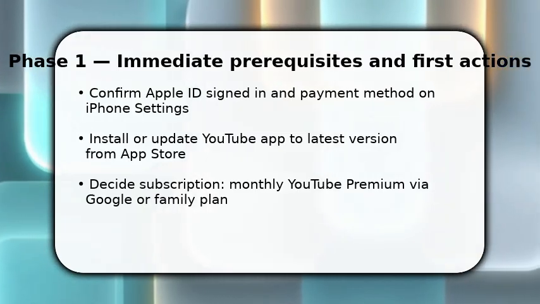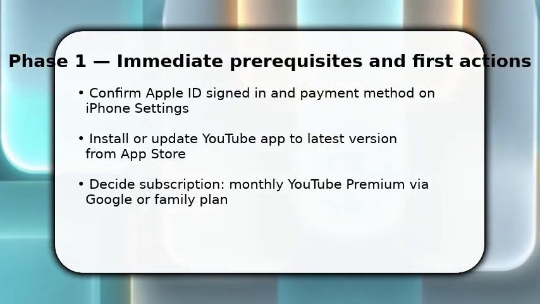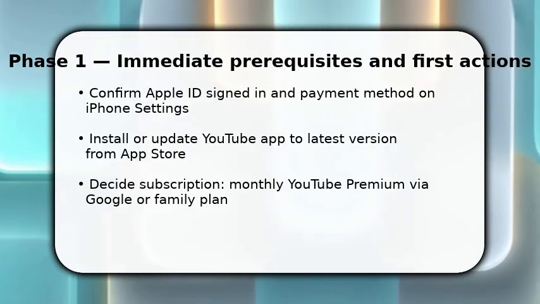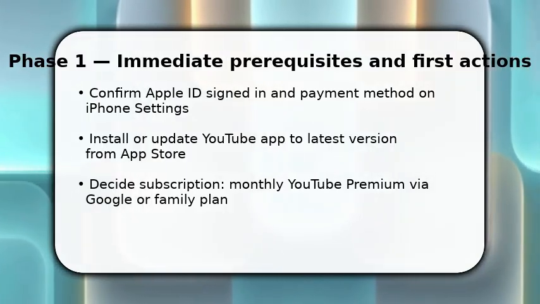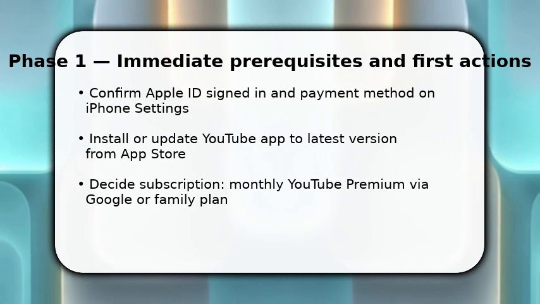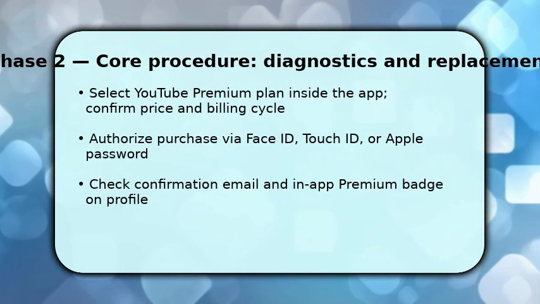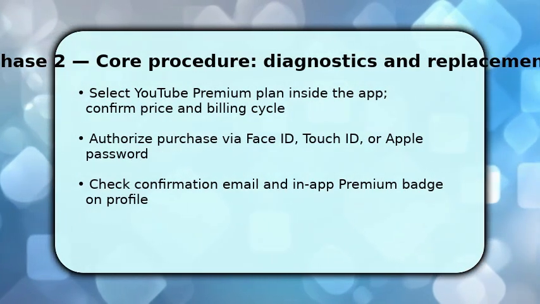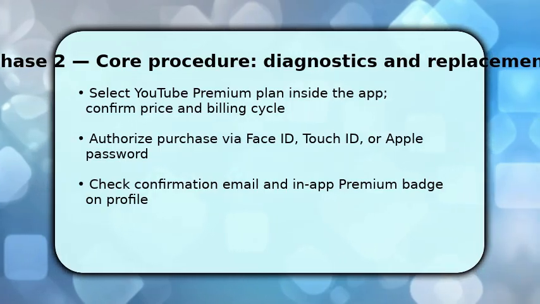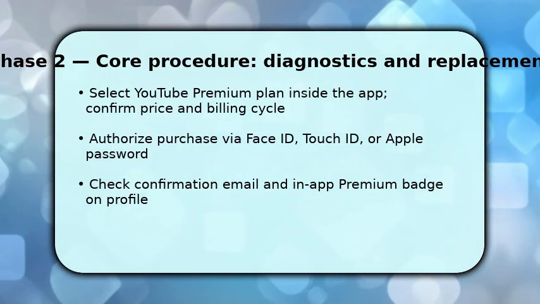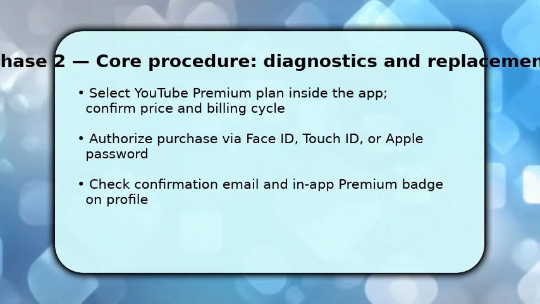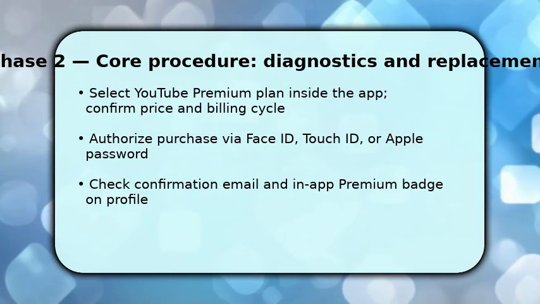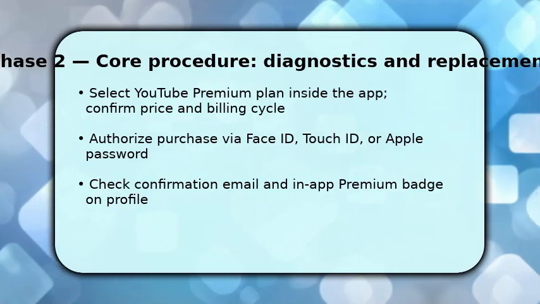Choose the plan you need, such as individual or family, and tap Subscribe. You do this now to lock in benefits like background play and downloads immediately. After tapping Subscribe, you must authorize the purchase through the Apple Purchase Sheet. This uses Face ID, Touch ID, or your Apple password, and that authorizes the charge to your Apple payment method. Make sure you read the price and billing cycle before confirming.